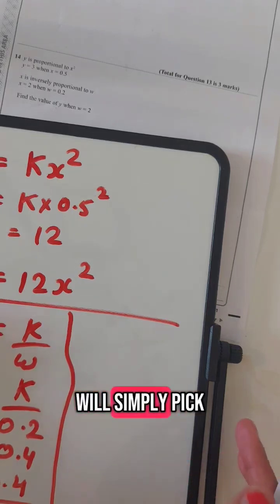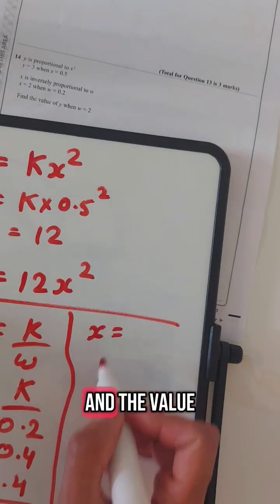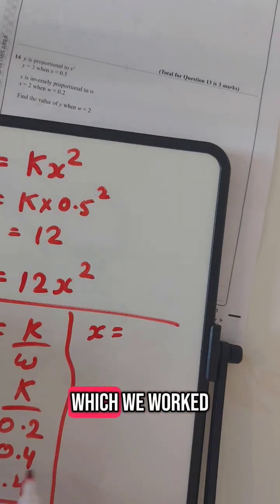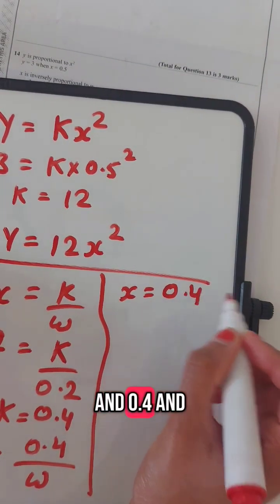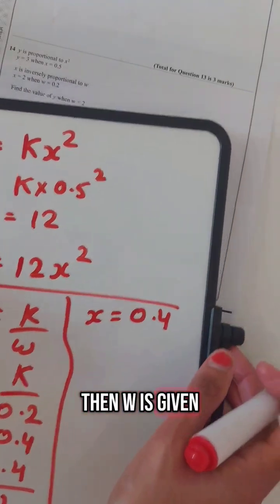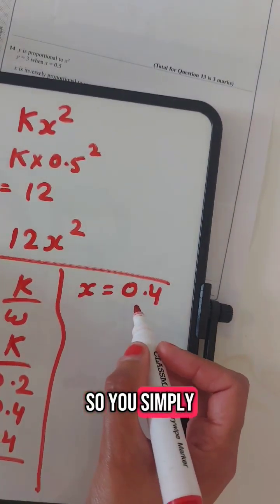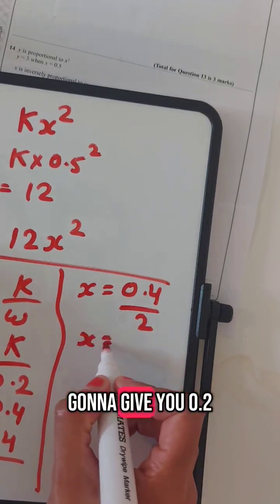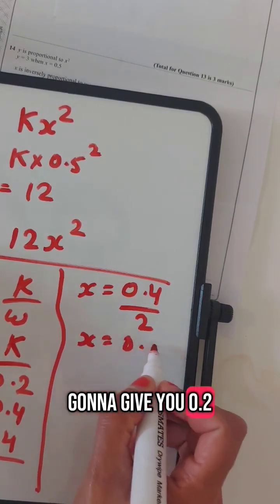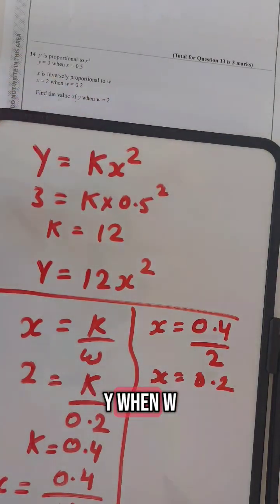Now we will simply pick up this equation. We know x remains x, and the value for k, which we worked out as 0.4 from here, so 0.4, and then w is given. This is something they're asking for: w is equal to 2. So you simply divide this by 2, and that is going to give you 0.2.